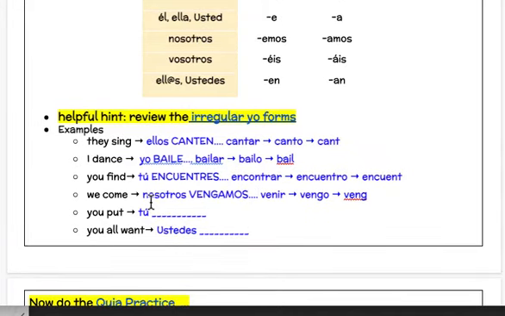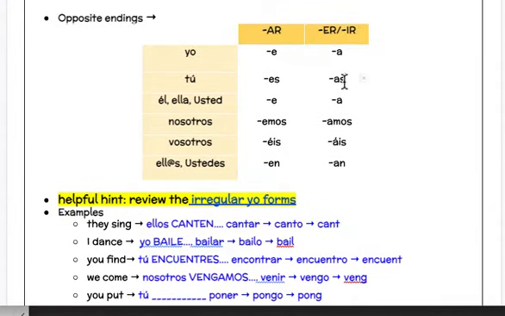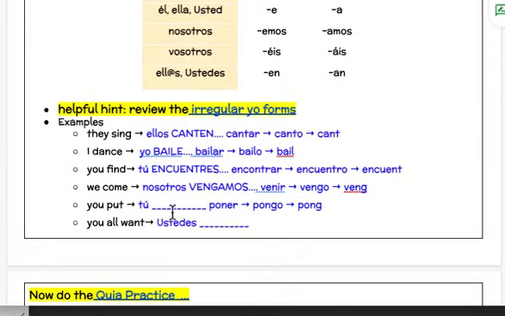All right, two more, tú and put. Our verb for put is poner. The yo form is pongo. Drop the O, we get pong. And we are working with an ER verb here in the tú form, and so our ending is going to be as. Pongas.